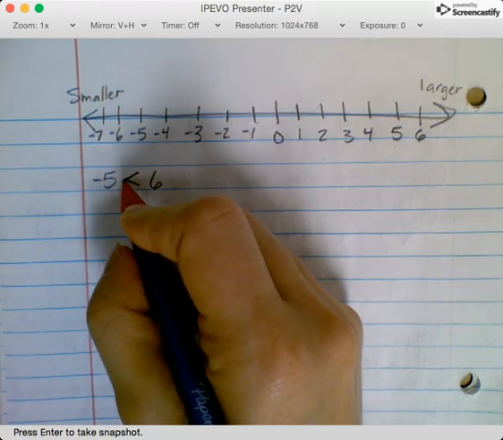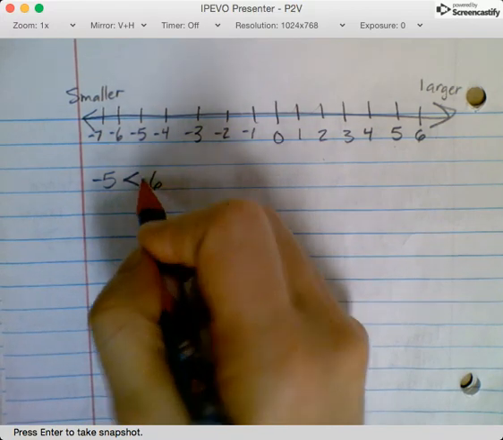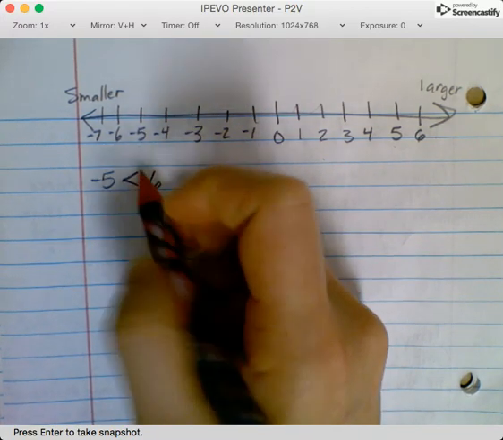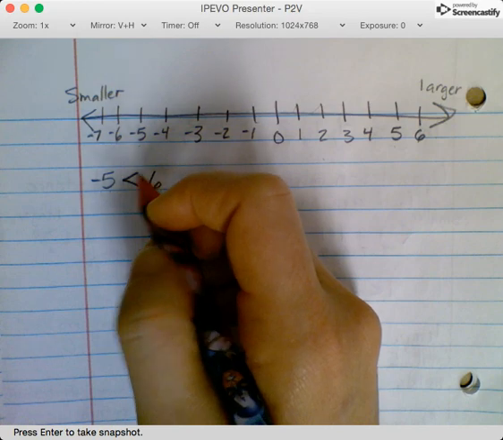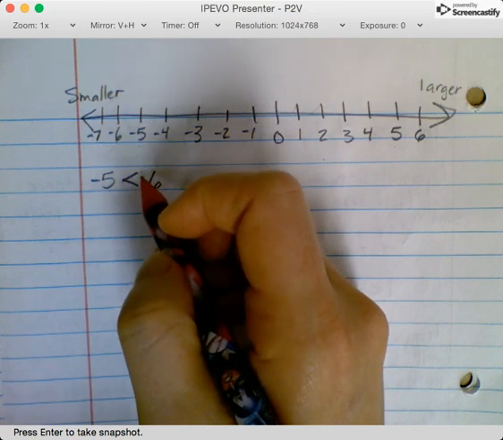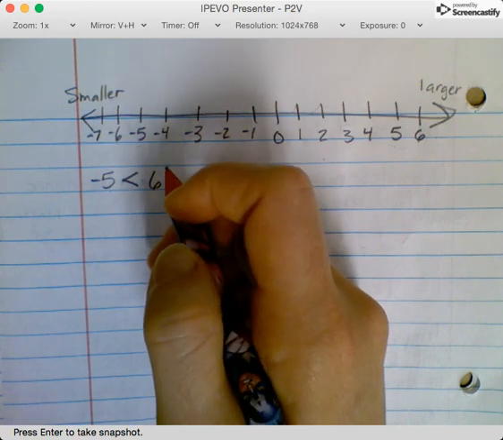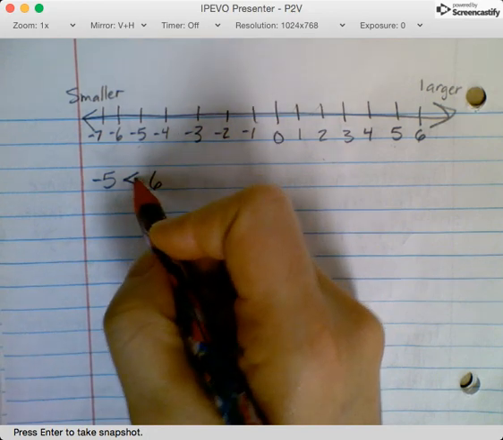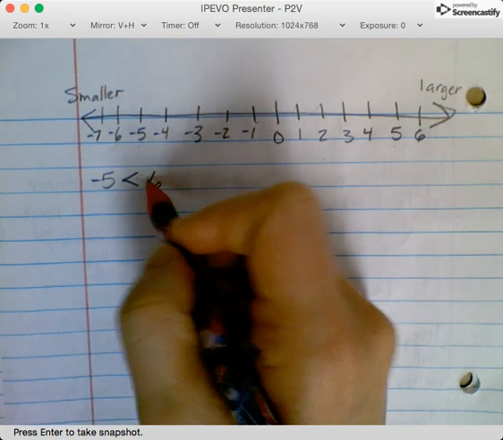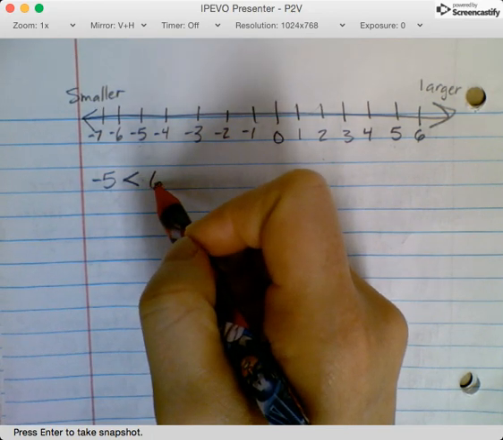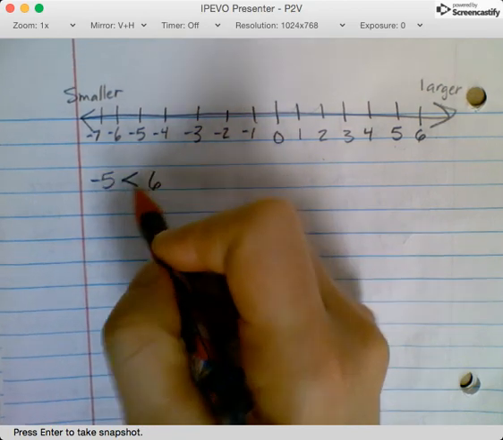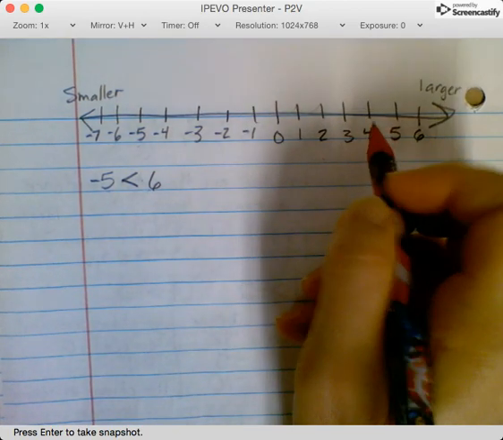When I write this sign, it is open to the bigger number. I like to tell my students that it's like an alligator or just a mouth. It wants more food, so it's going to have the mouth open to the bigger number. Negatives are smaller than positive numbers.